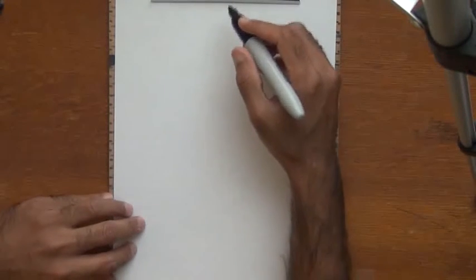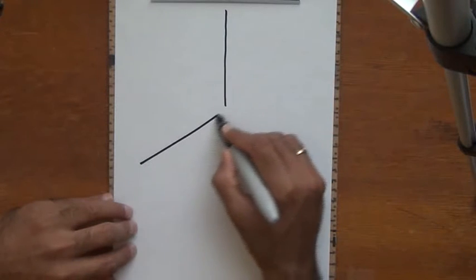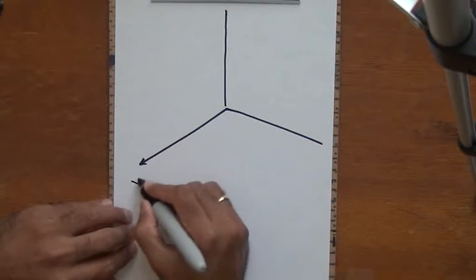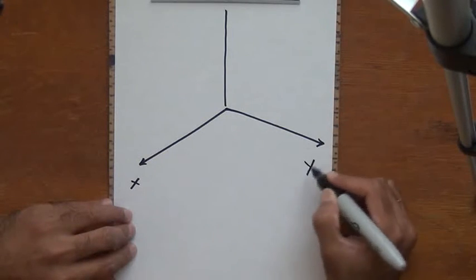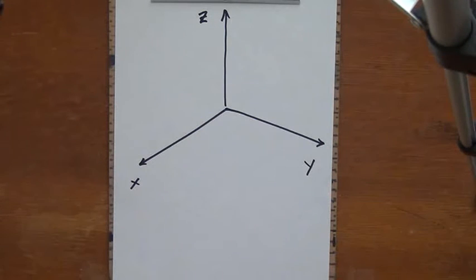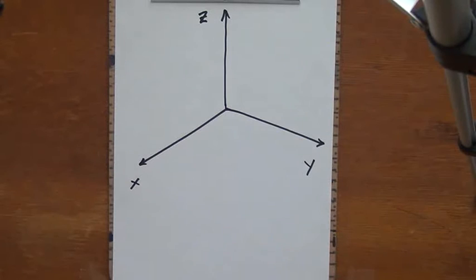First of all, I'll set up the Cartesian coordinate frame in 3D. So I have the positive z direction, I have the positive x direction, and then I have the positive y direction. Alright, so this is positive x, positive y, and then positive z. And now I have an L-shaped pipe which is set up along the zy plane as shown.